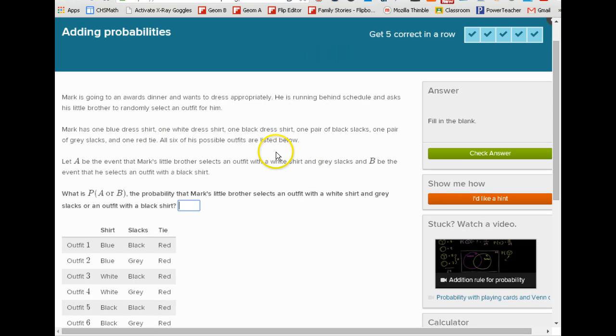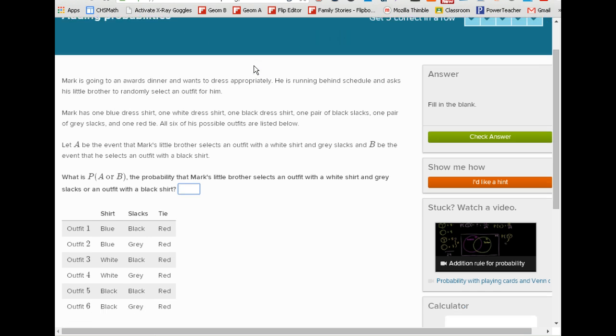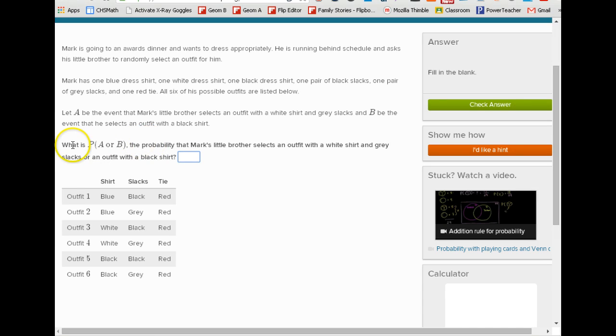Okay, so now we have some Khan Academy problems. This one's called Adding Probabilities. And what we're going to do is we're going to calculate the probability. See, now it says here, what is the probability of A or B? So the probability of Mark's little brother, I haven't even read this problem, but it has to do with getting dressed or something. That Mark's little brother selects an outfit with a white shirt and gray slacks. So let's make a little note here.